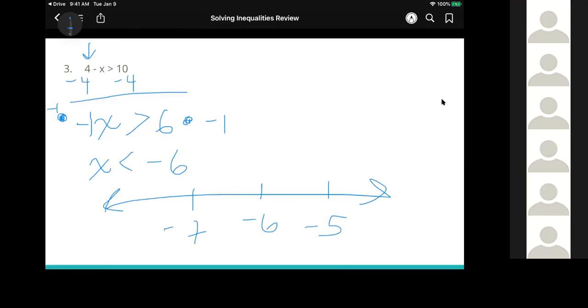It'd be close. I mean, open. Open. And Caden, am I going to go towards the -7 or the -5? -7. Good. Why? Because the mouth of the alligator is going the other way.